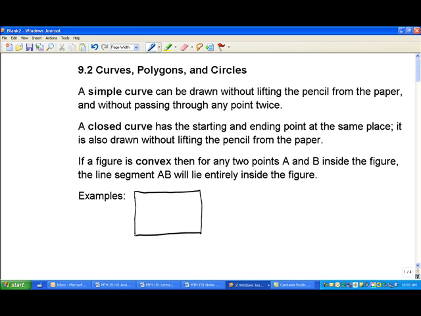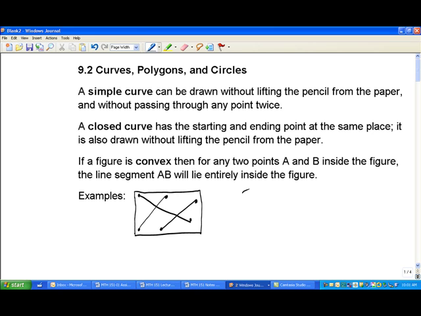Third, if a figure is convex, then for any 2 points A and B inside the figure, the line segment AB will lie entirely inside the figure. So if I choose A and B anywhere, what we find is the line segment will always stay entirely inside the figure. That is also a convex figure.